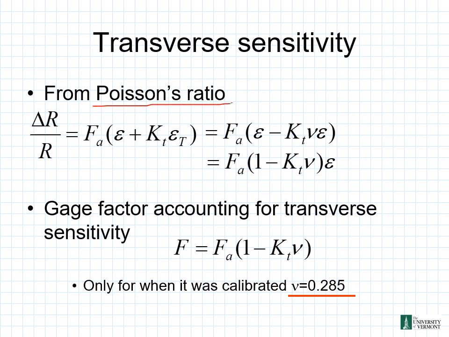So for Poisson's ratio, we can plug in here. Now our delta R over R becomes F sub A times our epsilon sub A plus K sub T times epsilon sub T, which is equal to F sub A times epsilon sub A minus K sub T v times our epsilon sub A. It's also equal to F sub A times 1 minus K sub T v with our epsilon pulled outside there. So that's just a simplification by plugging in Poisson's ratio into our delta R over R equation. Now our gauge factor accounting for transverse sensitivity becomes F is equal to F sub A times 1 minus K sub T times v. There's a note down here: this is only for when it is calibrated, and v is equal to 0.285.